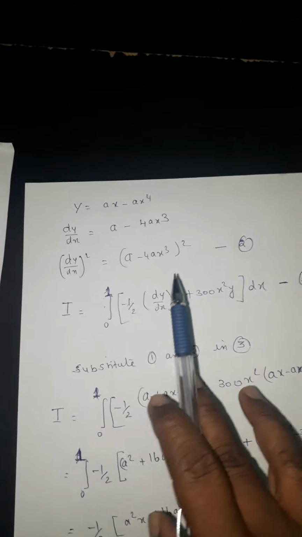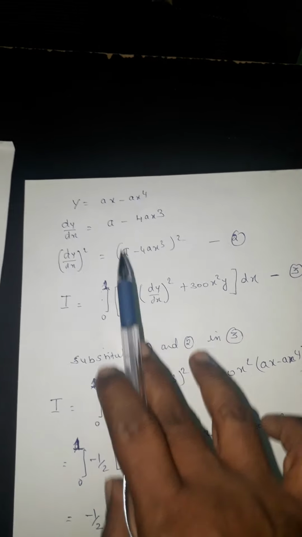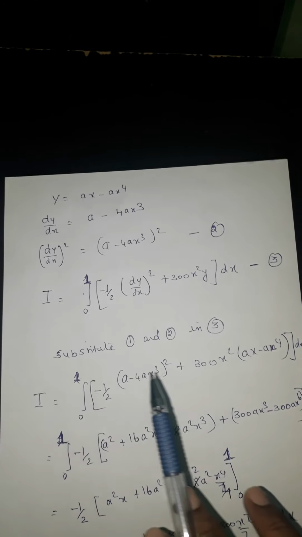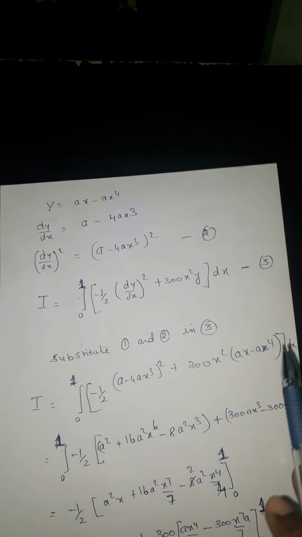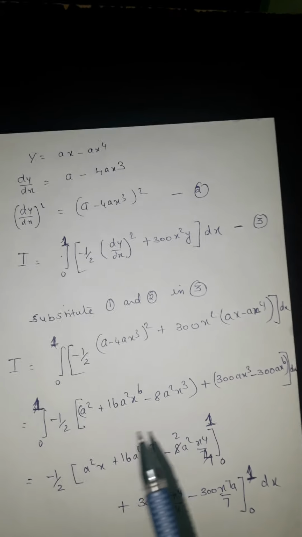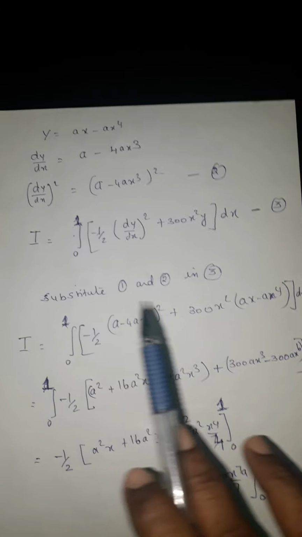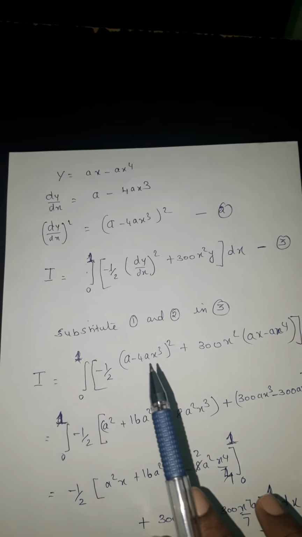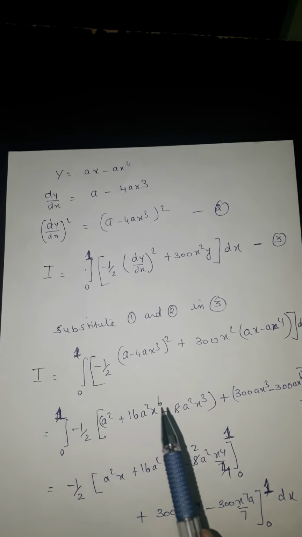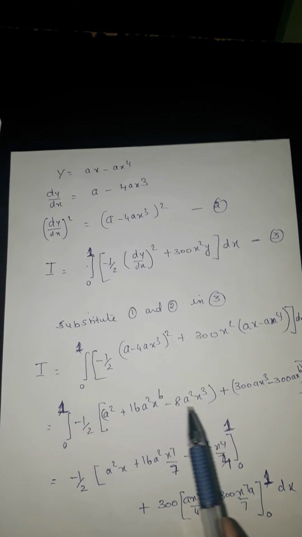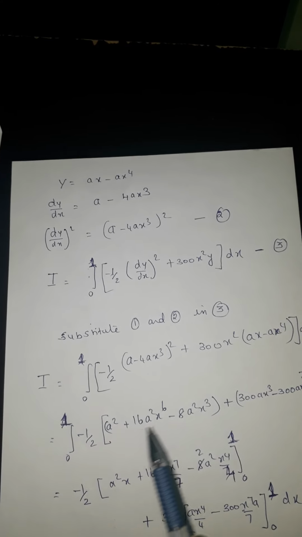When I expand this a minus b whole square, after substituting here, I substitute this value in the extremized function. So I have substituted this equation, plus 300 x square times the trial function y value. This value I have substituted and multiplied completely inside. After expanding, this gives a square b plus b square plus 16 a square x to the power of 6 minus 2ab, 2a square in minus x cube. It will be in this condition, so everything you get.